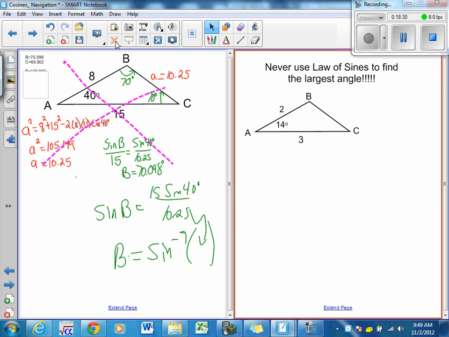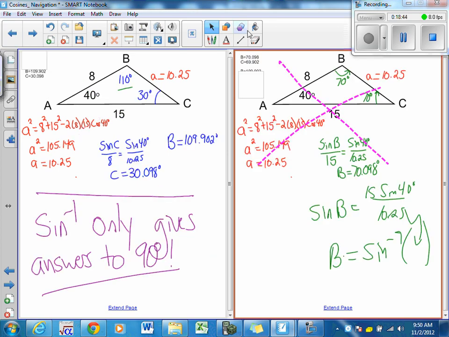Never use law of sines to find the largest angle. Let me say it again. Never use law of sines to find the largest angle. Let's look back at our example here.